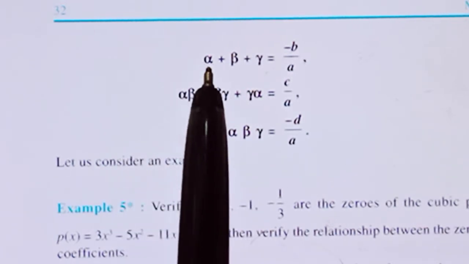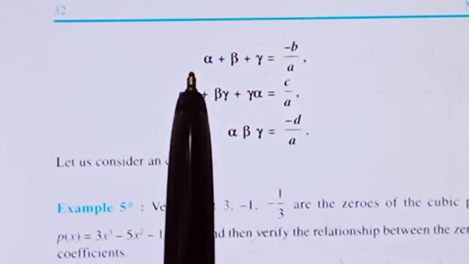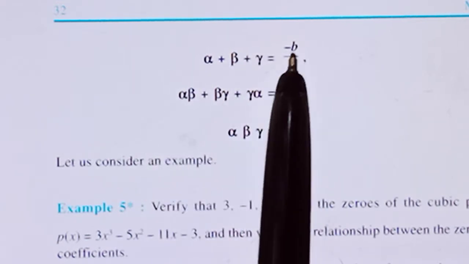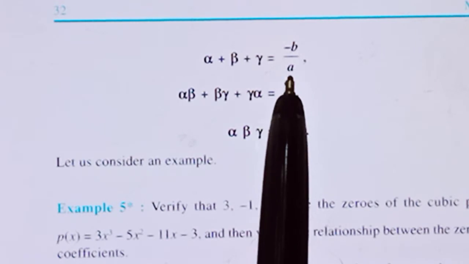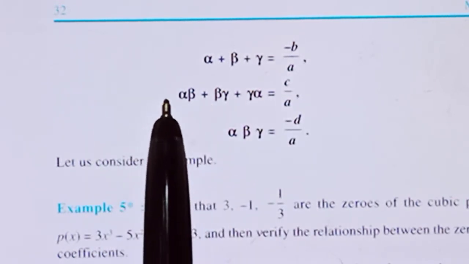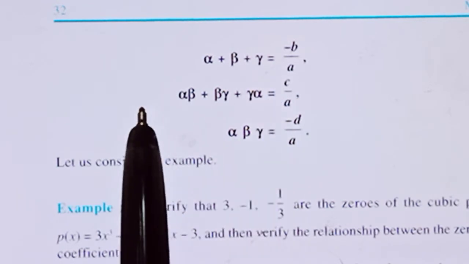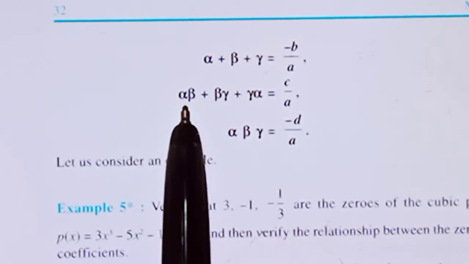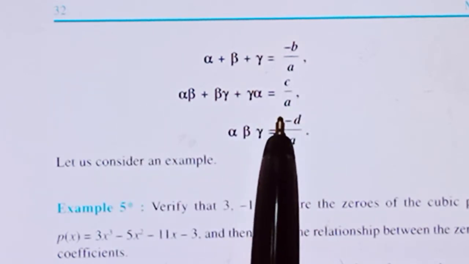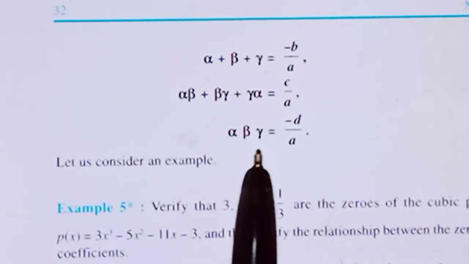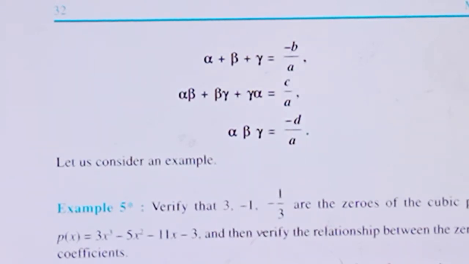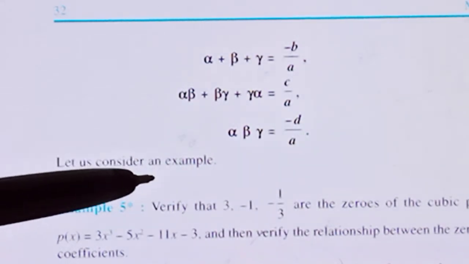So similar to the previous concept, alpha plus beta plus gamma, that means the sum of the 3 roots, is minus b by a. Okay, then next, there's one more thing, that is the sum of the product of 2 zeros taken together: alpha beta, then beta gamma, gamma alpha. If you sum this up, it would be c by a, and then the last would be the product of the 3, which would be minus d by a. So you're seeing the same idea is being carried forward here as well.